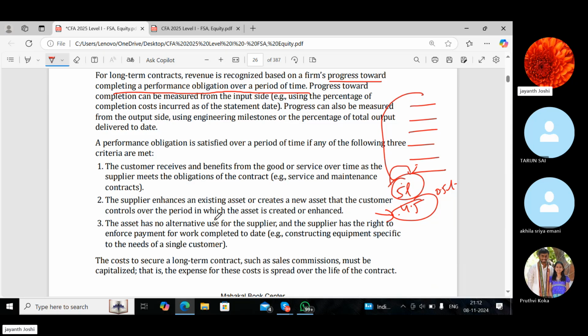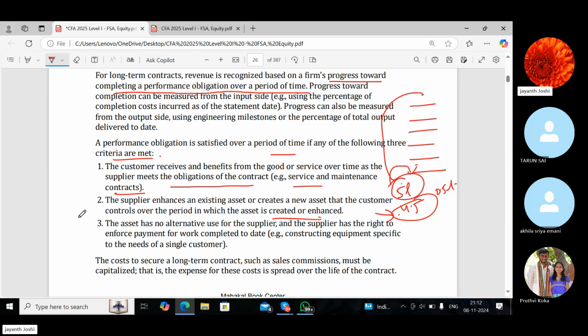A performance obligation is satisfied over a period of time if any of the following three criteria is met. The customer receives and benefits from the good or service over time as the supplier meets the obligations of the contract. That means you have provided a service or some kind of maintenance contract, and they are receiving the benefit from you either in the form of goods or service. The supplier enhances an existing asset or creates a new asset that the customer controls over the period in which the asset is created or enhanced.